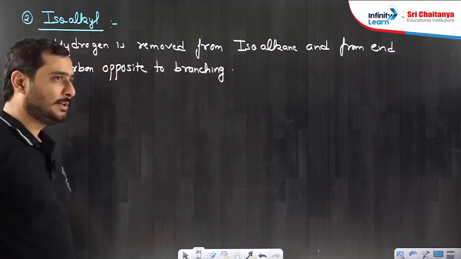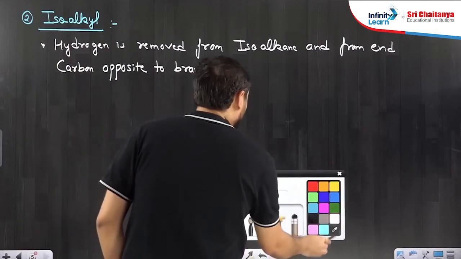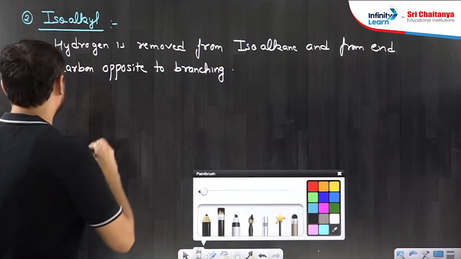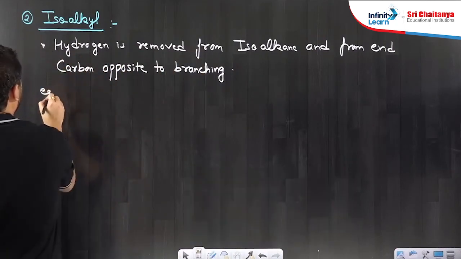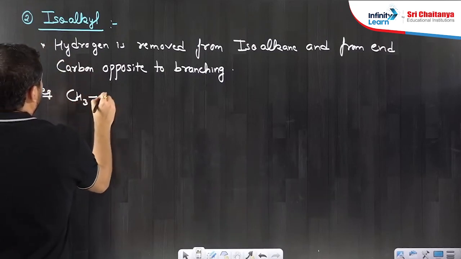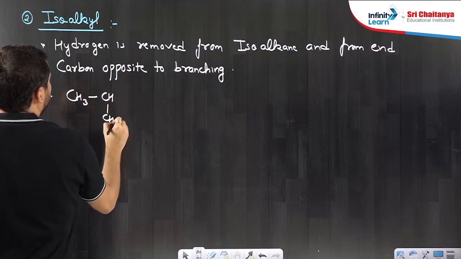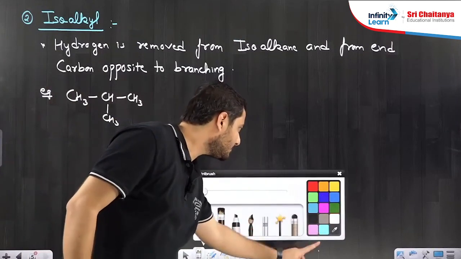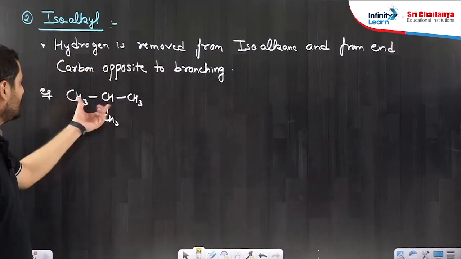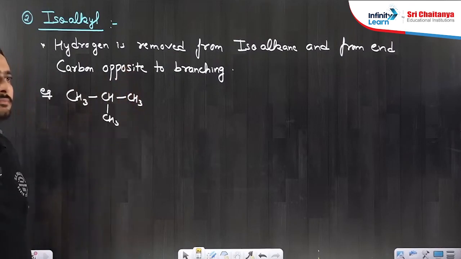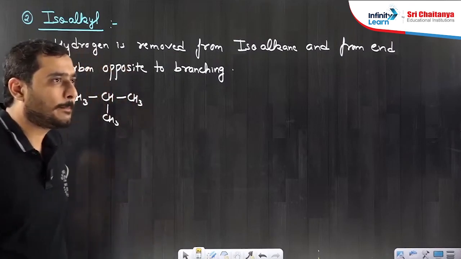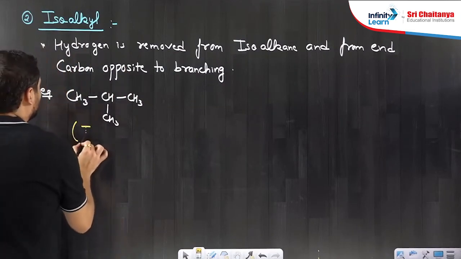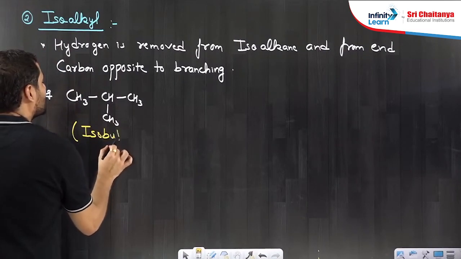So this is important. From which carbon do we have to remove hydrogen? From the end carbon, opposite to which one? Where methyl branching is present. From an example, this will be more clear. If I write CH3, CH, CH3, CH3, you have to tell what is the name of this compound. Common name you have to tell, not IUPAC name. What is the common name for this one? Isobutane.